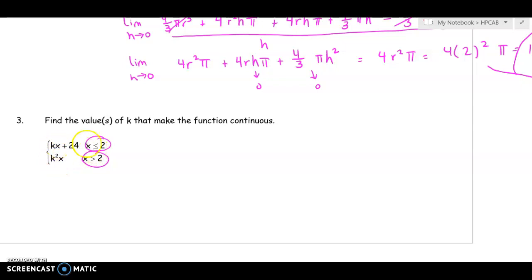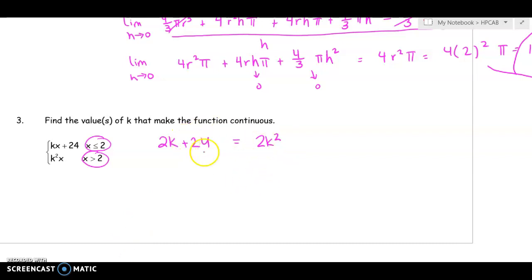So what I'm going to do is plug in 2 into the top function. I get 2k plus 24. If I plug in 2 into the bottom function for x, I get 2k squared. Again, I want the y value to be the same for both of them. So I'm going to set them equal to each other. And then I'm going to solve for k.